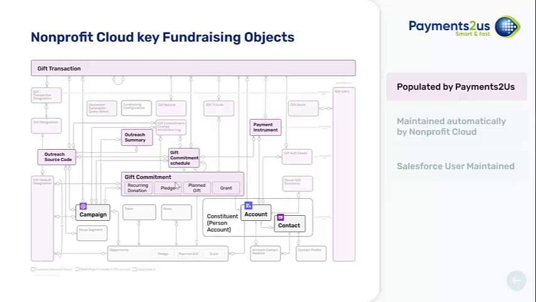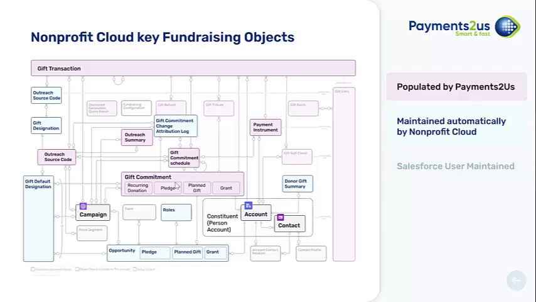What I've done here is just highlight some of these things. So with the Payments2us integration, we are updating the gift transaction object. We are also using outreach source codes. We're linking to campaigns. We'll create gift commitments, gift schedules, payment instruments, and things like that. And of course, we're using the standard objects that you're familiar with previously, account and contact mixed together to make the person account, and campaigns.